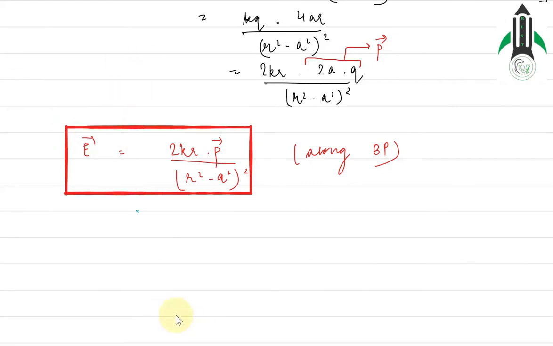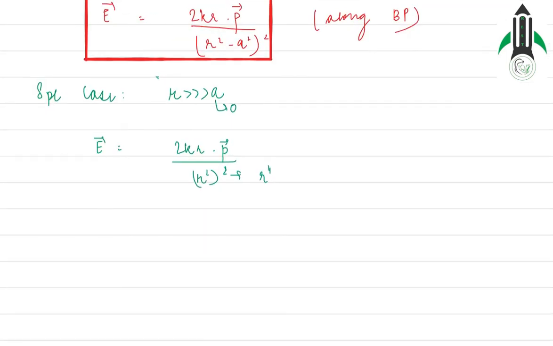I hope the derivation is clear. Now we'll take a special case. When r is much greater than a, basically a becomes 0. So it becomes E is equal to 2kr dot p upon (r square) whole square, which is r to the power 4. So the final electric field in the special case becomes E equal to 2kp upon r cube.